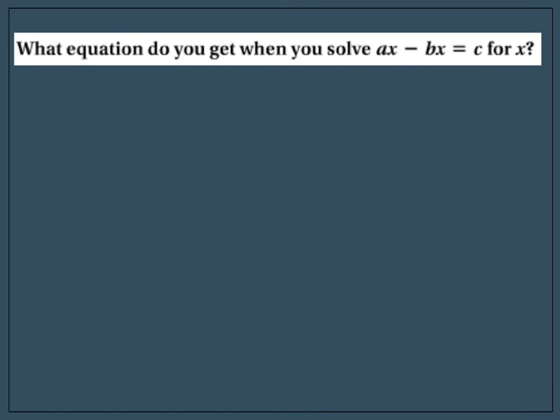This next question says, what equation do you get when you solve for x? The first thing I'm going to do right now is rewrite my equation: ax minus bx equals c. Just looking at this, I see that both terms have an x. So the first thing I'm going to do is take out an x here and take out an x here. So it's going to be factoring out, which is the opposite thing of distributing. If I take out an x, I'm left with a minus b, all equal to c.